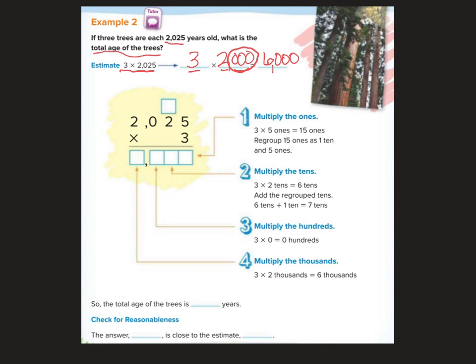So let's go here. First step, multiply the ones. 5 times 3 is 15. So just like adding, I split up my tens and my ones. Then I do 3 times 2 is 6. Just like adding, add that in. 1 plus 1 more is 7. 3 times 0 is 0. 3 times 2 is 6. So I get a product of 6,075 years. The answer, 6,075, is close to the estimate of 6,000. So it checks out.